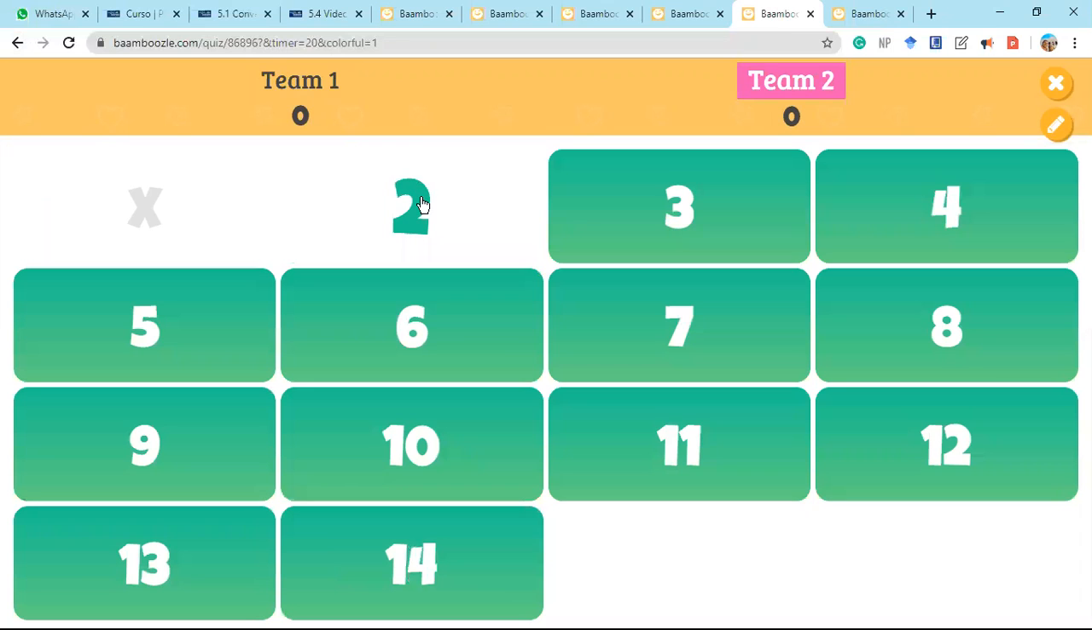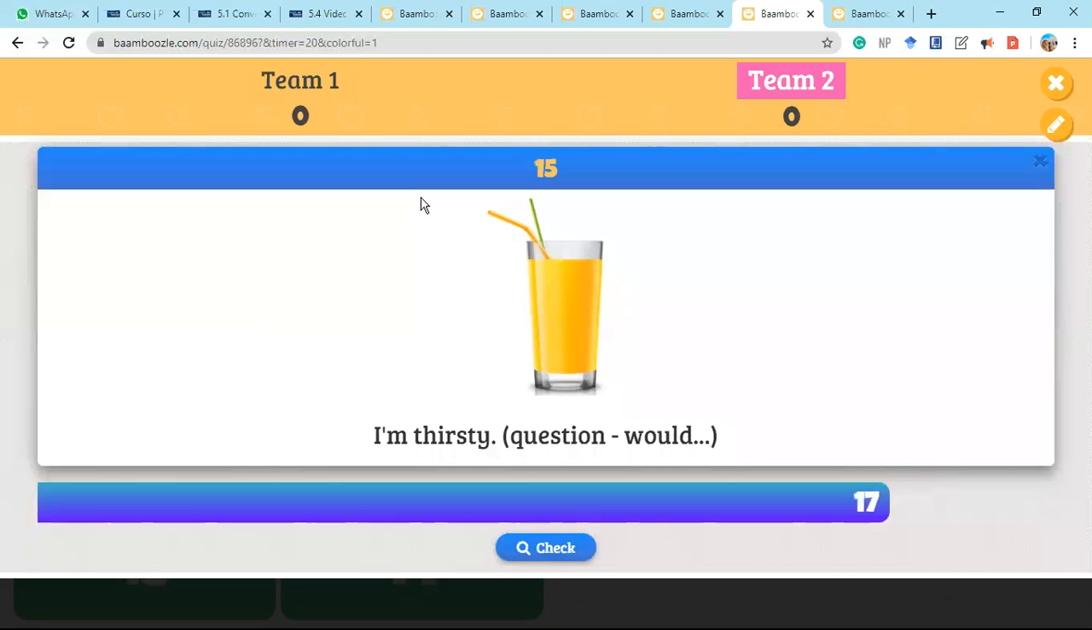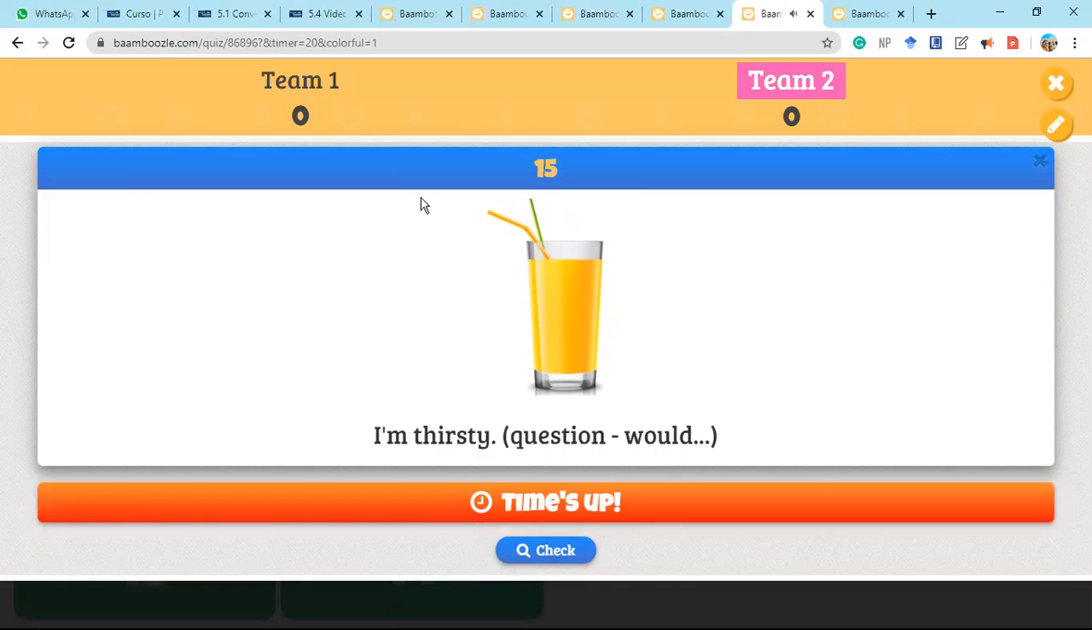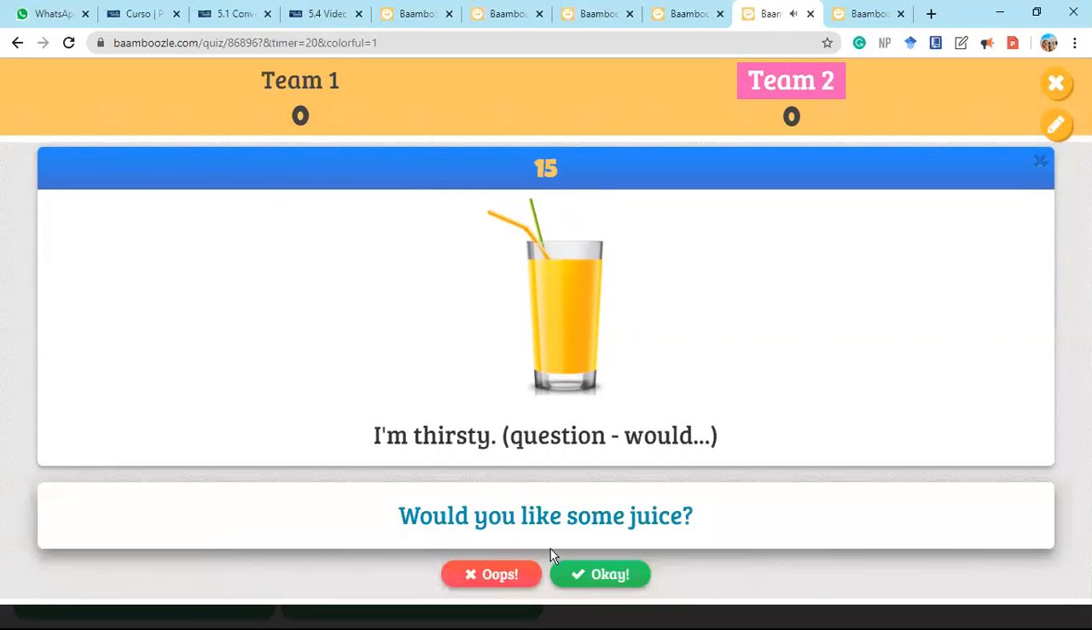Okay, girls, ready? Number two. I'm thirsty. Question with would. Would you like thirsty? I would like a drink. Maybe would you like a drink? Well, would you like some juice? Or would you like a drink? Okay, it's good. Observe the picture also to respond. Would you like a drink is a good question when somebody is thirsty.